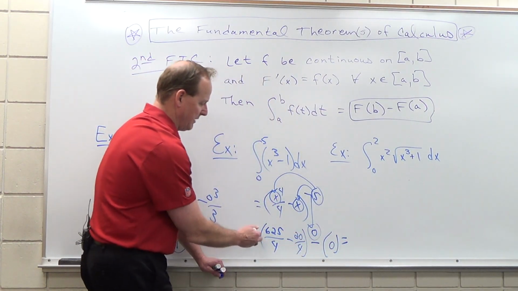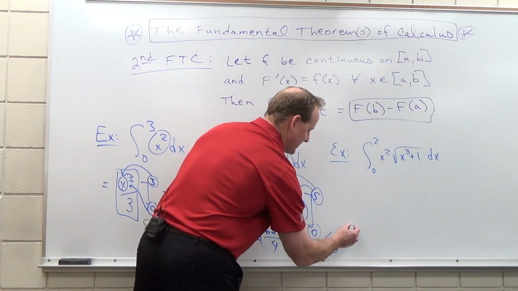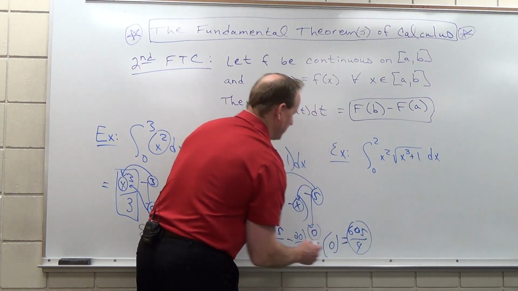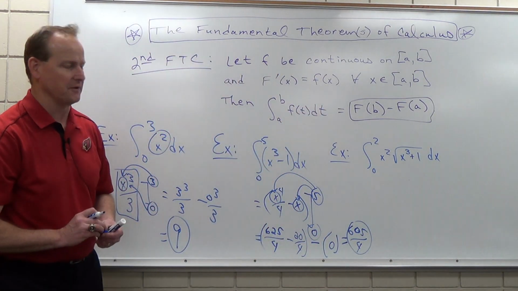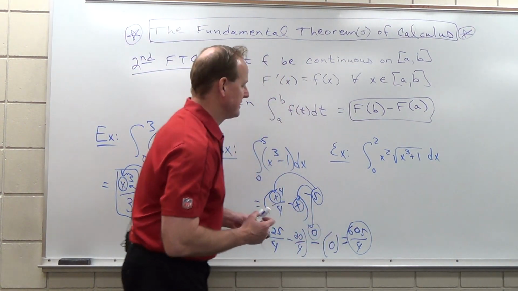Didn't change it. But anyway, 625 minus 20, since I had a common denominator, is 605 over 4. So the answer to this definite integral is 605 over 4. So let's look at one more example.